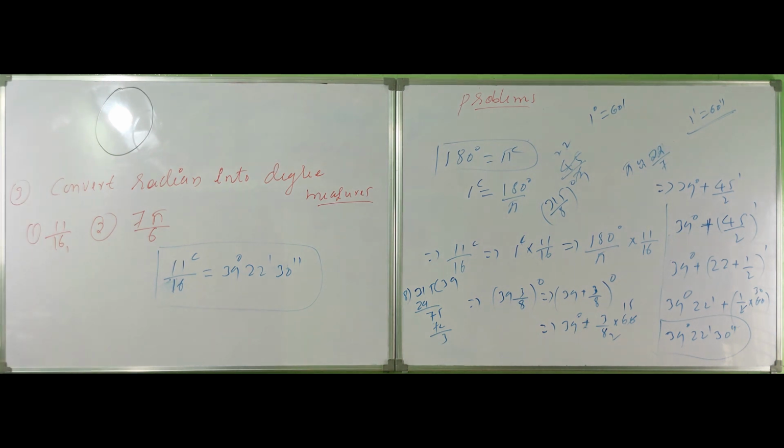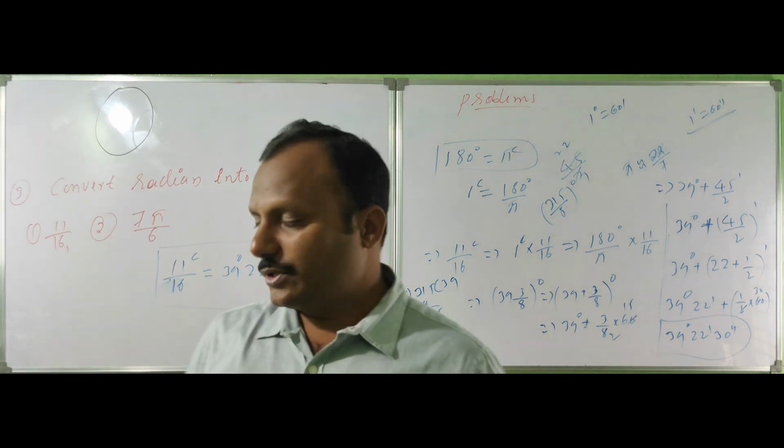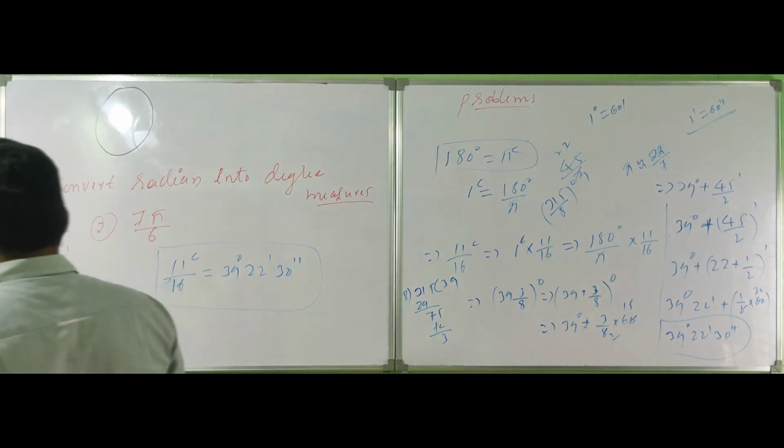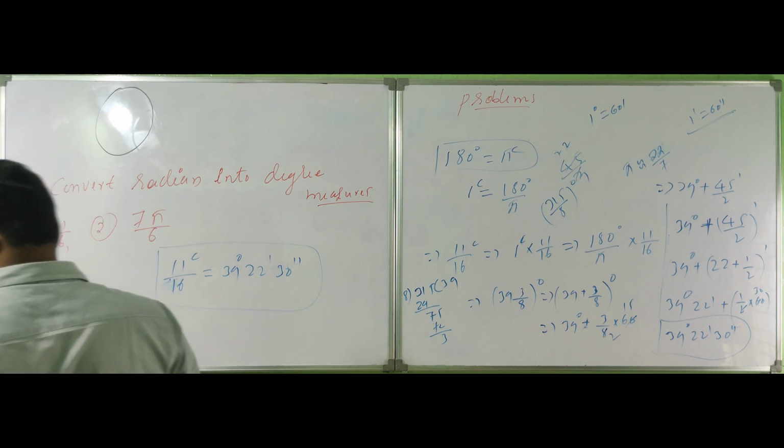Next one is similar. For this one they have given, so skipping it for time constraint. Next one is 7 pi by 6.